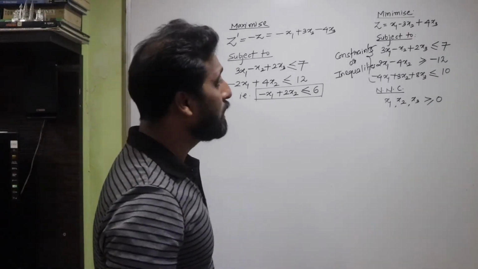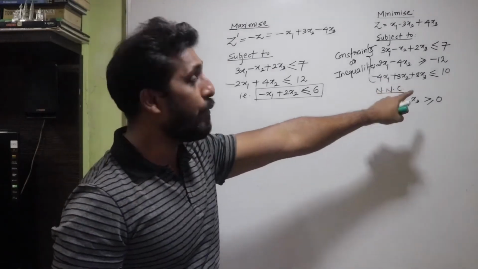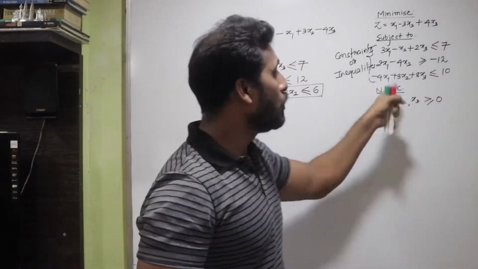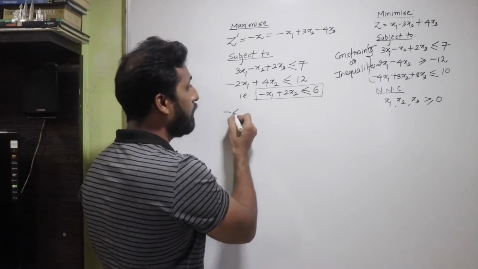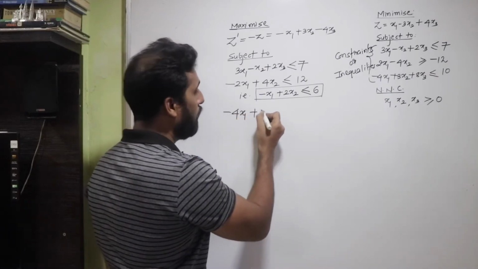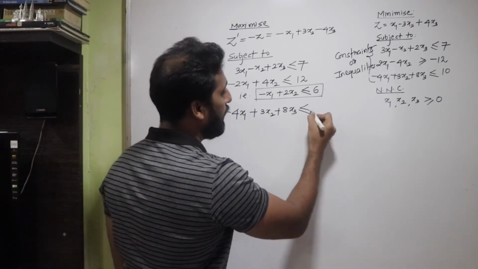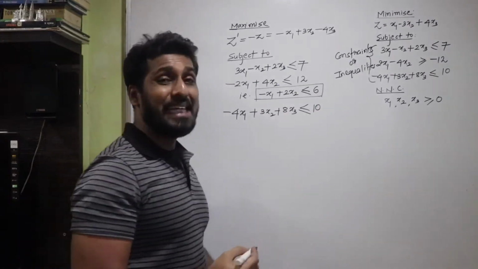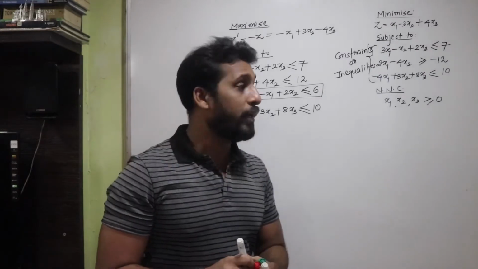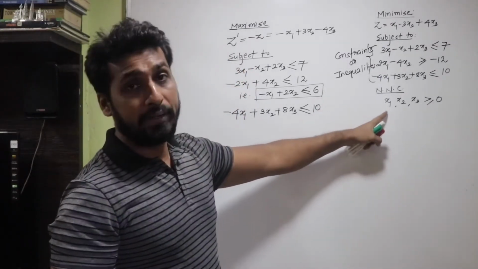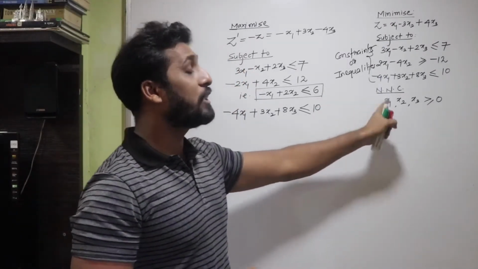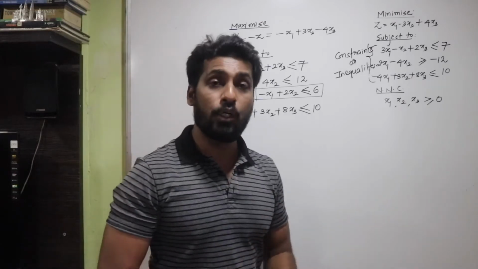So that's the second inequation, and no worries with the third inequation. It is also of less than or equal to type. So I'm going to take the third inequation, which is minus 4x1 plus 3x2 plus 8x3 less than or equal to 10. So these are my three inequations that I have written, and obviously the non-negativity constraints, which tell me that x1, x2, x3 are all greater than or equal to 0.